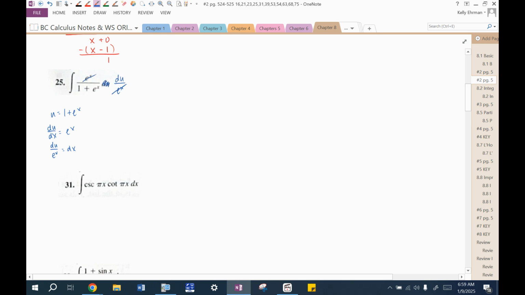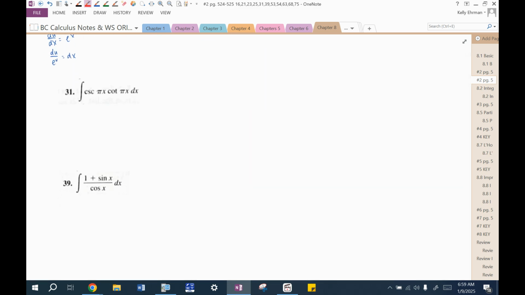The e to the x's can cancel. This is u. So now it's just the integral of 1 over u du. And that's nice and easy. That's the natural log of the absolute value of 1 plus e to the x. This is always positive, by the way, so we don't really need the absolute value, but I'm just going to leave it, plus c. I point that out because maybe they won't have absolute value in the multiple choices, and you might be wondering why it's not there.